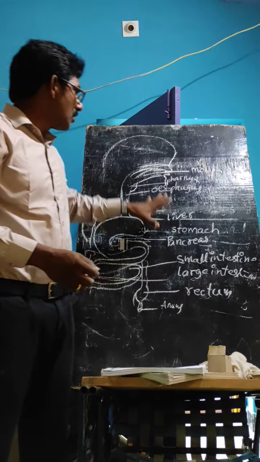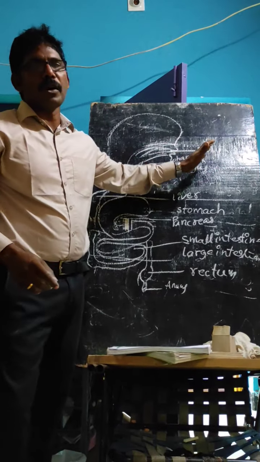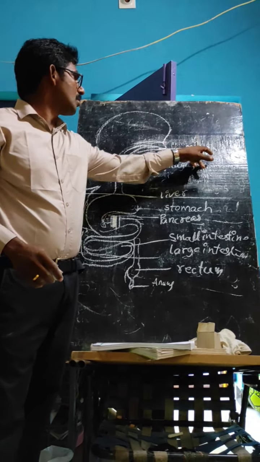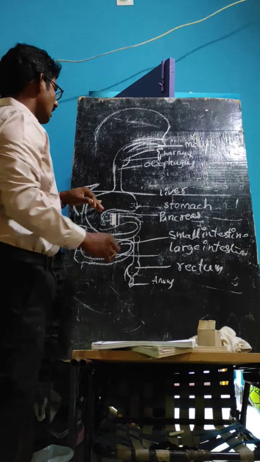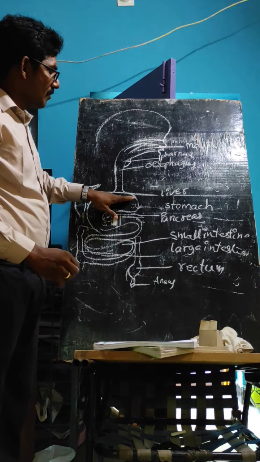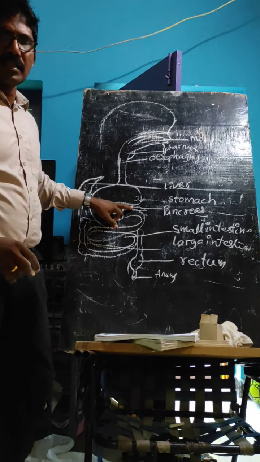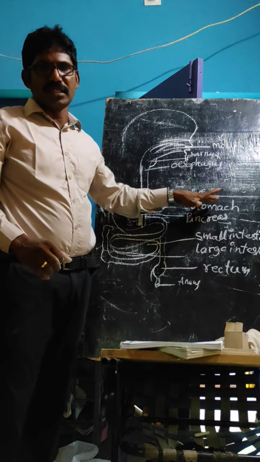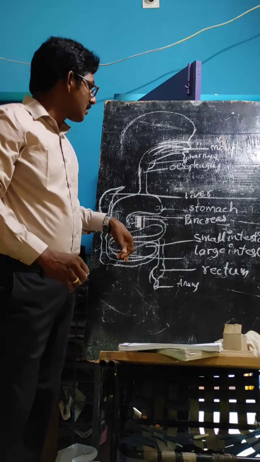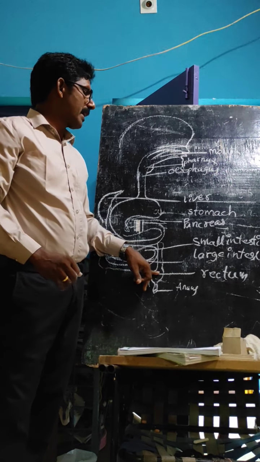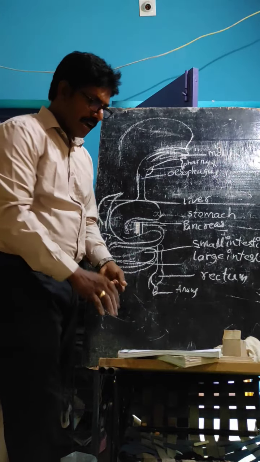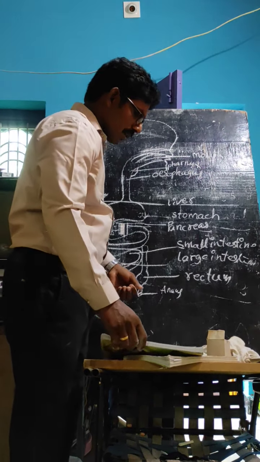Okay now, you have to see the different parts in the digestive system: mouth, pharynx, esophagus, a pipe-like structure, and this is called the liver. This is the stomach, and the leaf-like structure is the pancreas, which secretes insulin. Next, this is the small intestine, this is the large intestine, next the rectum, and the last one is the anus.